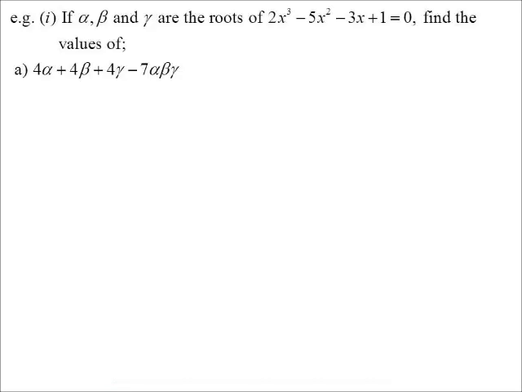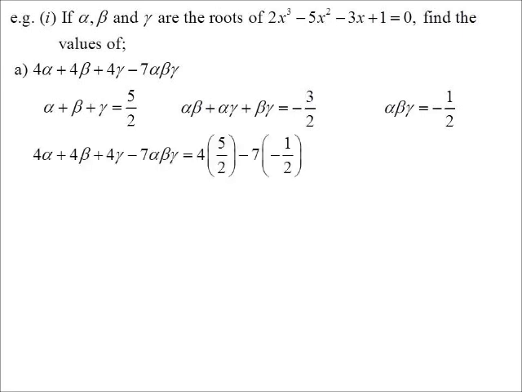For some insane reason, we want to know what 4 alpha plus 4 beta plus 4 gamma minus 7 alpha beta gamma is. Alright, so first thing I'm going to do is work out the standard ones. So sum of the roots 1 at a time, that'll be minus b on a, so 5 on 2. 2 at a time, that'll be c on a, so minus 3 on 2. 3 at a time, that'll be minus d on a, so we get minus half. So there's the basic ones. I should be able to solve any possible one they want to ask me with those 3.